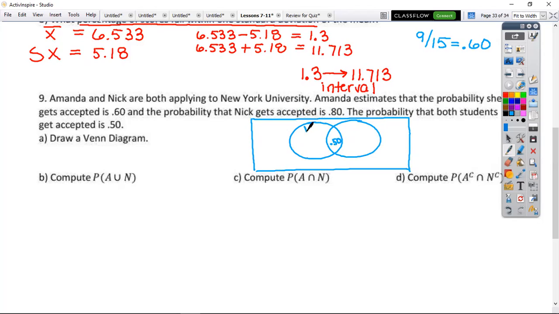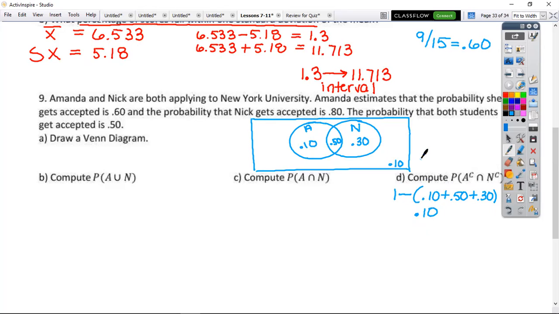So if her full circle is 60%, that leaves 10% remaining. And if his full circle is 80%, that leaves 30% remaining. Your complement right here is what's outside of the circle. So I'll do this first. 1 minus 0.10 plus 0.50 plus 0.30. And that would be equal to 0.10 or 10%.